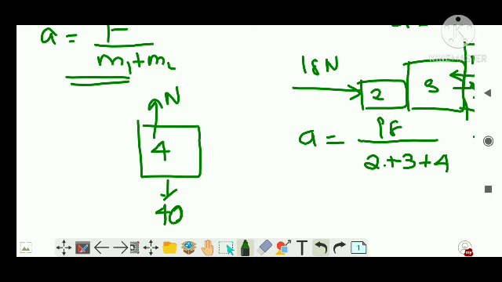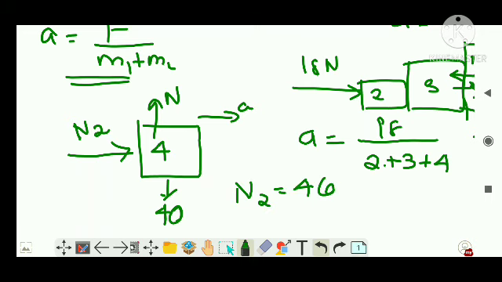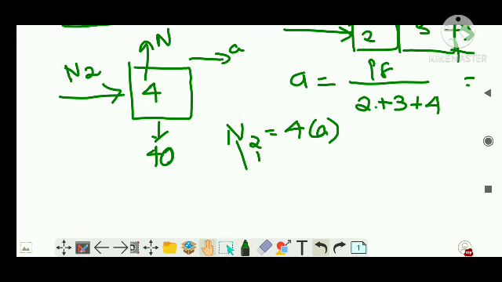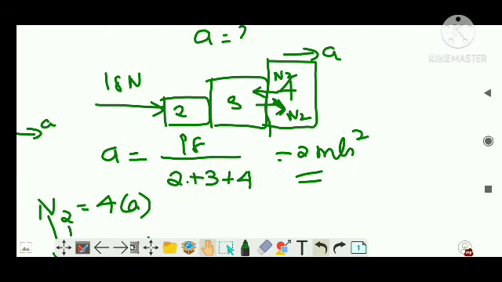So I need not look into that. Now there is a normal reaction, let's say N2, in this direction, right? And the body is moving with this acceleration. Okay, so N2 can be written as 4 into a, right? And I just found a's value as 2 meter per second square. So I can just write N2 is equal to 8 Newton. That is the normal reaction between the surfaces of 3 and 4, or the force applied by the 3 kilogram block on the 4 kilogram block and the 4 kilogram block on the 3 kilogram block.